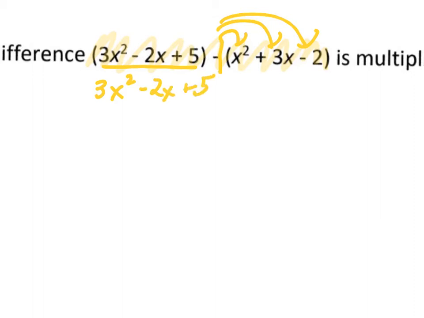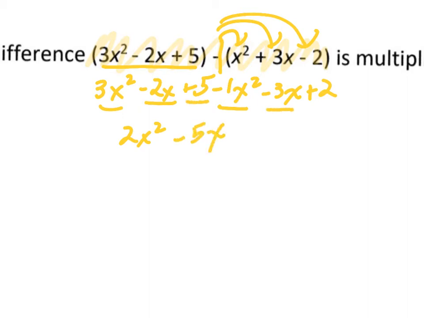And once I distribute that negative 1, I get negative 1x squared minus 3x. Negative 1 times negative 2 is positive 2. Okay, I'm going to combine some like terms. So I have 3x squared minus 1x squared, which is 2x squared. Negative 2x minus 3x is minus 5x. Positive 5 plus 2 is plus 7. Okay, so this is going to be the new expression that I'm dealing with before I move on to my next step.